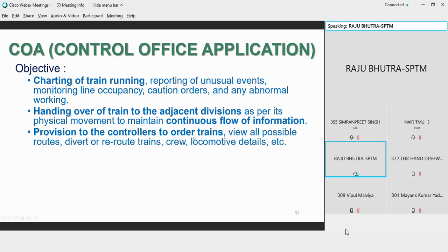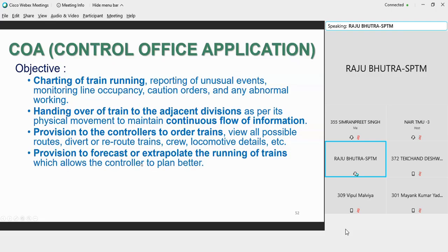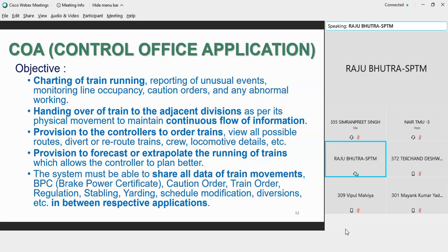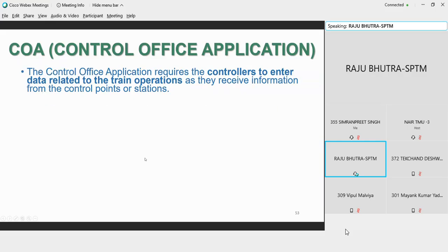Provision to the controllers to order trains. The controllers can order trains. That is, they can decide the schedule timing of departure of a train. They can forecast or extrapolate the running of trains. Then the system must be able to share all data of train movements, VPC, caution order, train order, regulation, stabling, yarding, schedule modification, divergence, etc. in between respective applications. All these can be done.